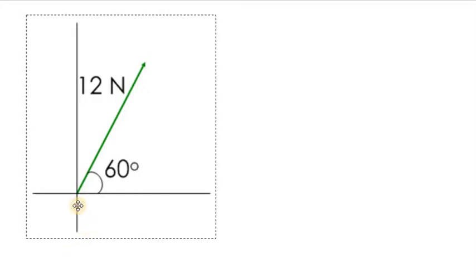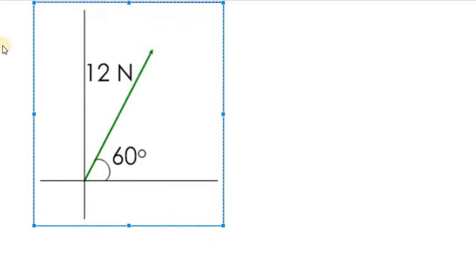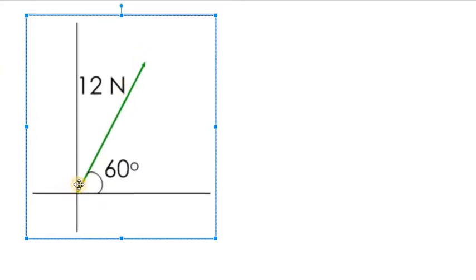Okay, let's determine the x and y components of this vector. This is the vector of force. I know that because it is measured in newtons. So this vector is 12 newtons long. Now let's define its x and y components, but to do that we need first to find them on a picture and identify them.